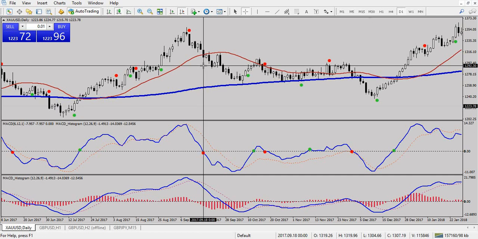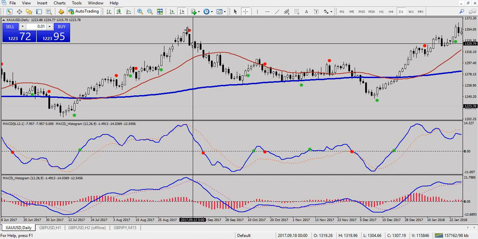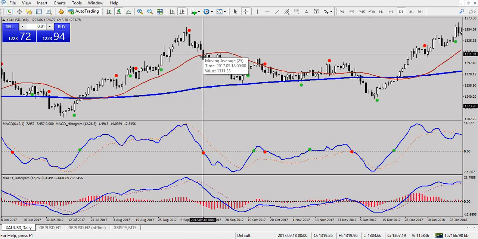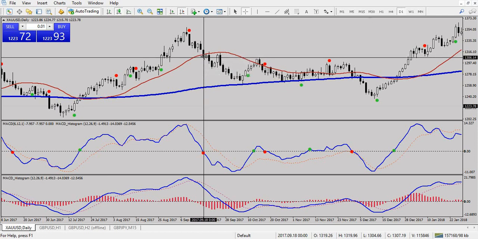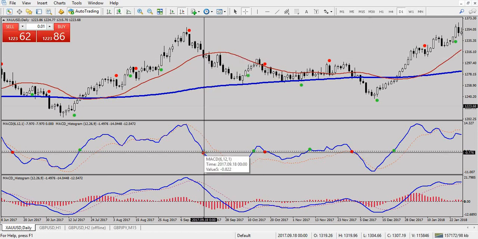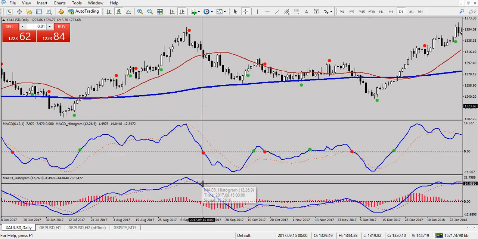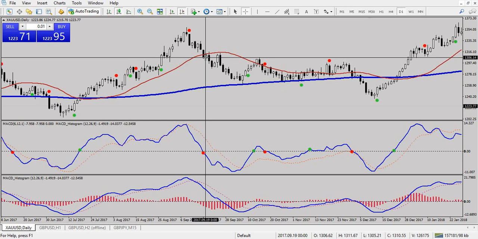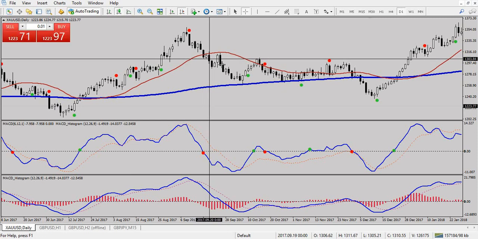So there's your sell. There's your red MACD. Red QMP filter dot. We've closed below the 25 SMA, and most importantly, we've got a confirmed cross of the fast MACD. The standard MACD is already in sell mode. Take the sell on the open of a new candle, and look what happens.